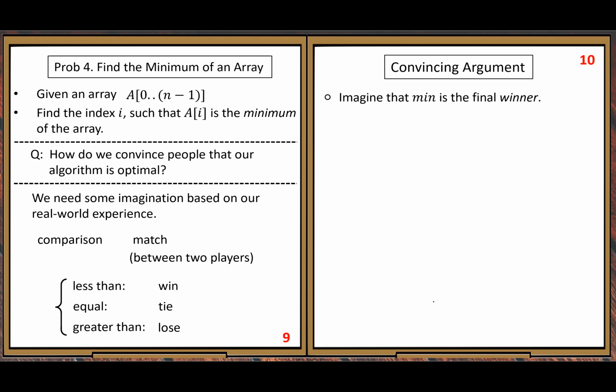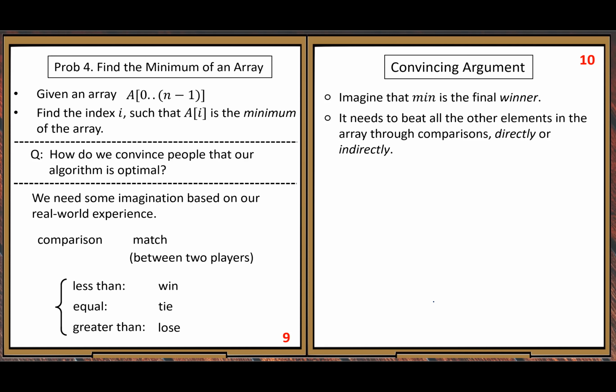Now, with this understanding, let me make the convincing argument. Imagine that Ming is the final winner. For a sports game, many players are fighting for the championship. And we want to find the final winner of the championship. That champion corresponds to the Ming value here in this question.